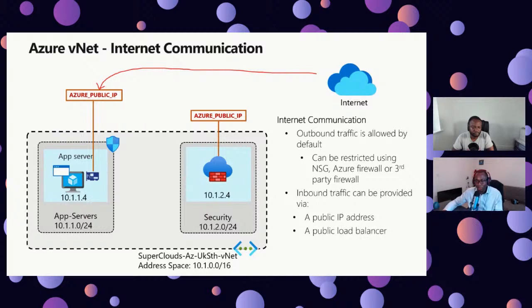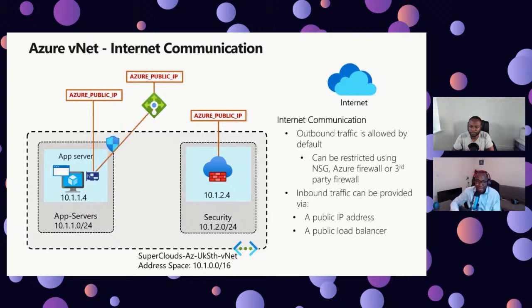What else do we have? Any other way that we can implement this? Yes. The other way that we can implement that is I can create a load balancer, give the load balancer a public IP address, then associate that load balancer to the network interface of my virtual machine. And now the internet can communicate with my virtual machine through the IP address of the load balancer. So those are the different ways that we have to make internet to internal communication work for Azure Virtual Network.